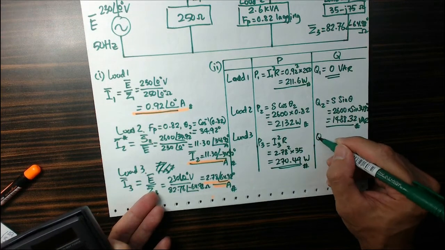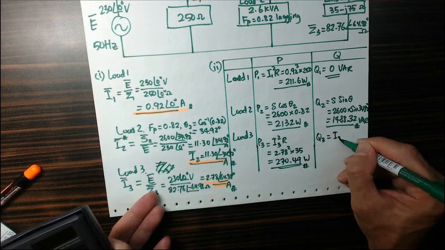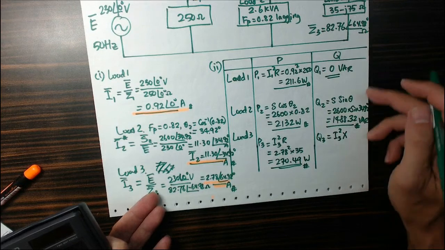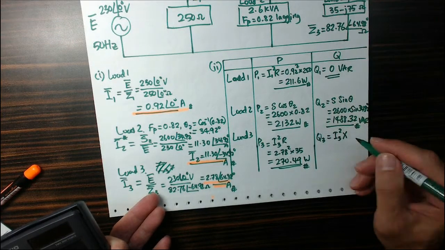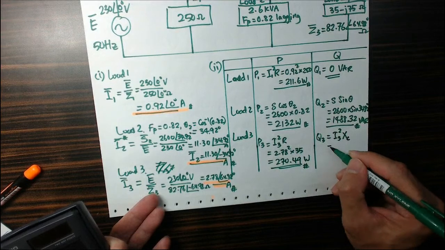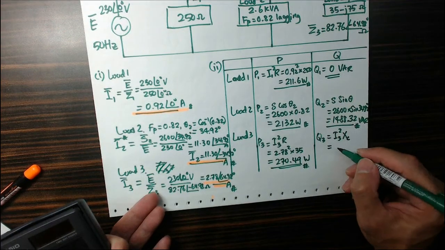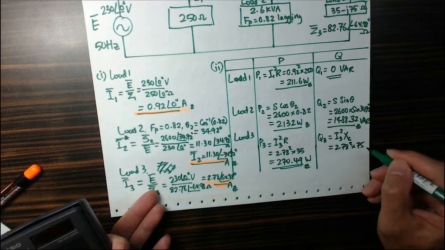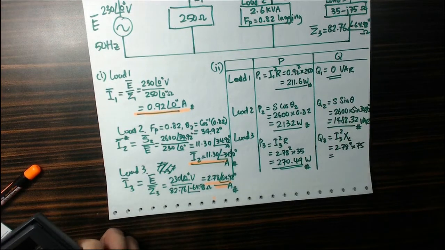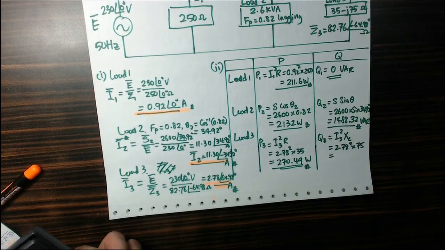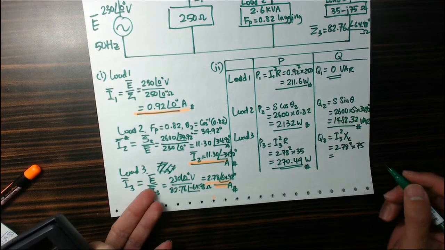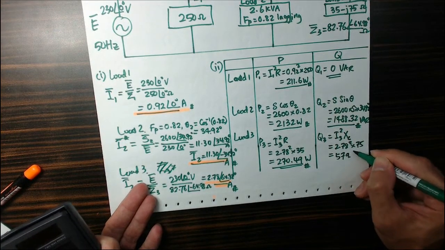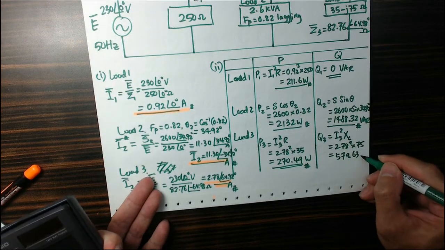And the Q3 is I3 squared, but this time it is the X component, which happens to be negative. So take note, negative is actually a capacitor there. So I will have 2.78 squared times 75 ohms. That is 579.63 VAR.